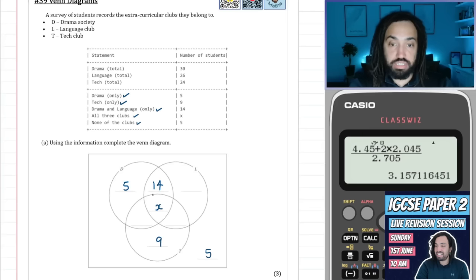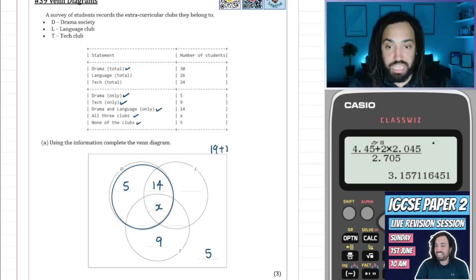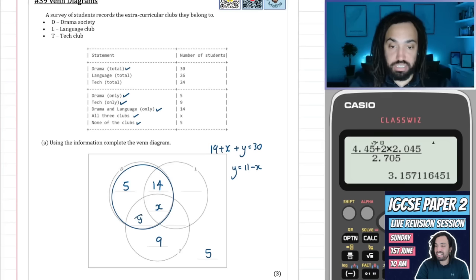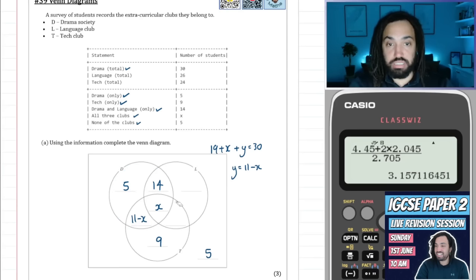So next it says that drama total is 30. So this circle here needs to add up to 30. So at the moment we've got 19 plus X. And then plus something in here, let's call it Y, needs to add up to 30. So Y is equal to 11 minus X by subtracting the 19 and then subtracting the X. So in here we have 11 minus x. Okay, great.